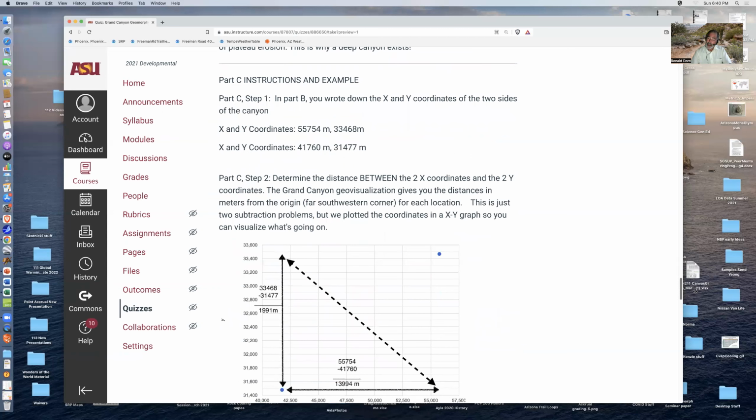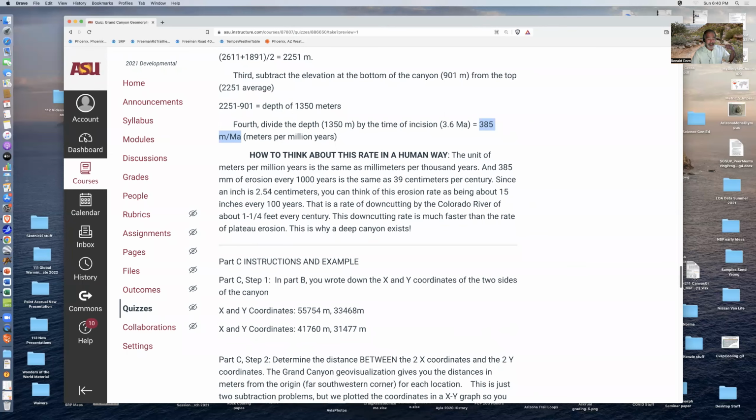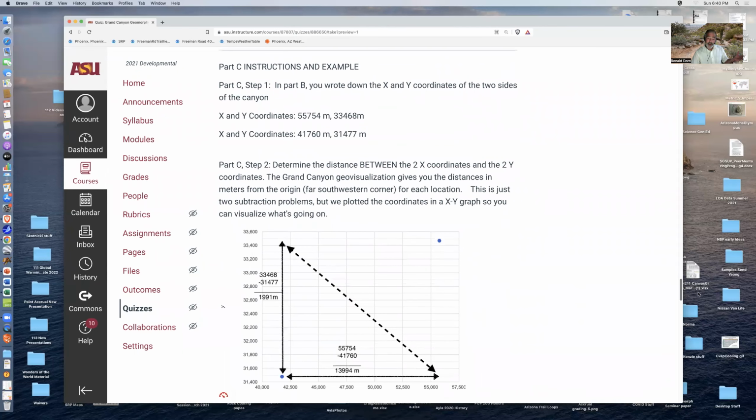So you've got 20 meters per million years for the plateau lowering, 385 for canyon deepening. That explains why there's a canyon, because the river's cutting much, much faster, more than 10 times faster than the plateau is eroding. So now we have to figure out the rate of widening.